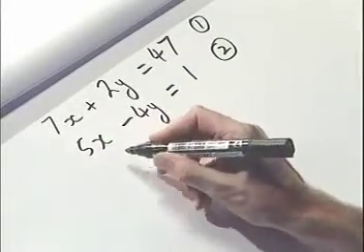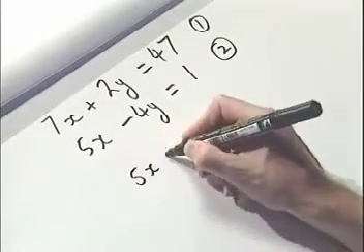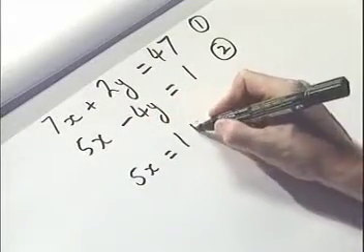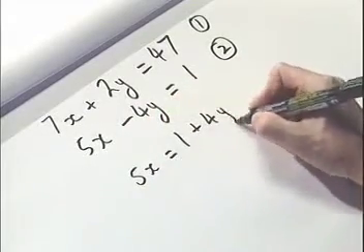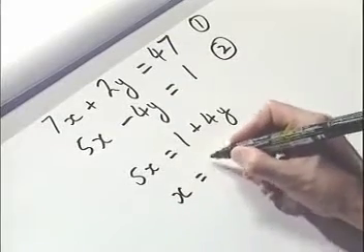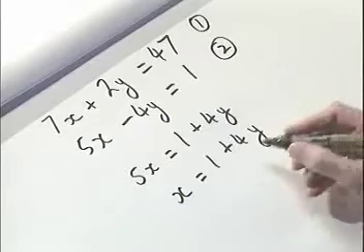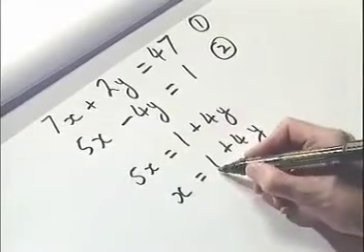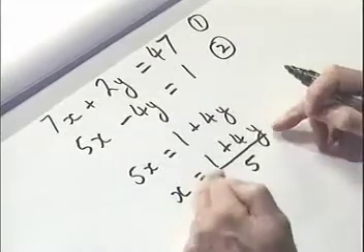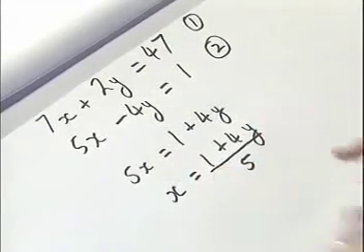So we'll start by getting x equals this time. So we say 5x is equal to 1, and I'm going to add 4y to each side, plus 4y. Now I'm going to divide throughout by the 5 so that I have x on its own. Now I've got to divide everything by 5. Everything. So I have to put that line there to show that I'm dividing the 1 and the 4y. So this is a fraction.